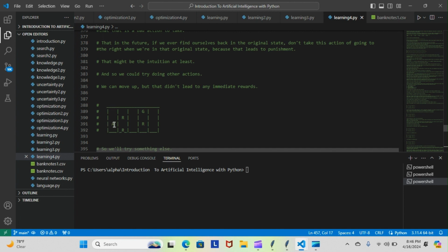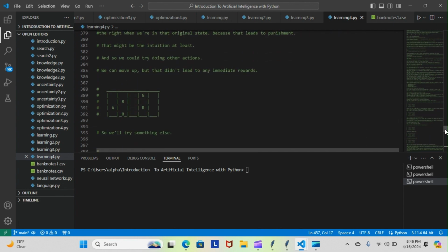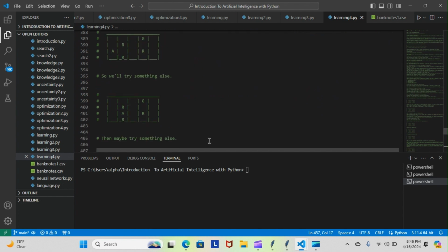So we moved up, and we didn't get any immediate rewards here. So we stayed there and then we made another move. From there, we went to the right. So we still didn't get any rewards, but we didn't get any punishments either. So it's sort of a neutral zone. So we're good here.